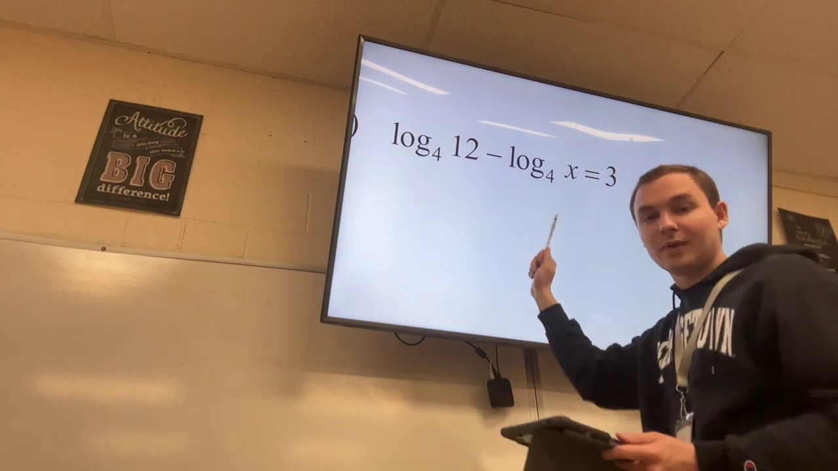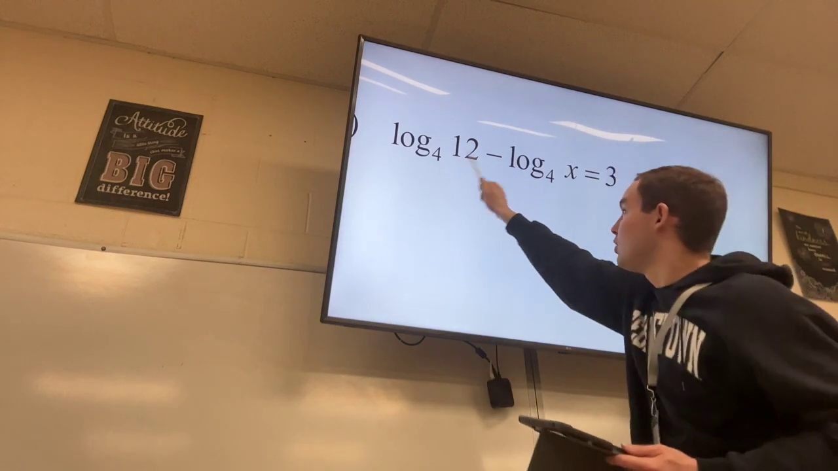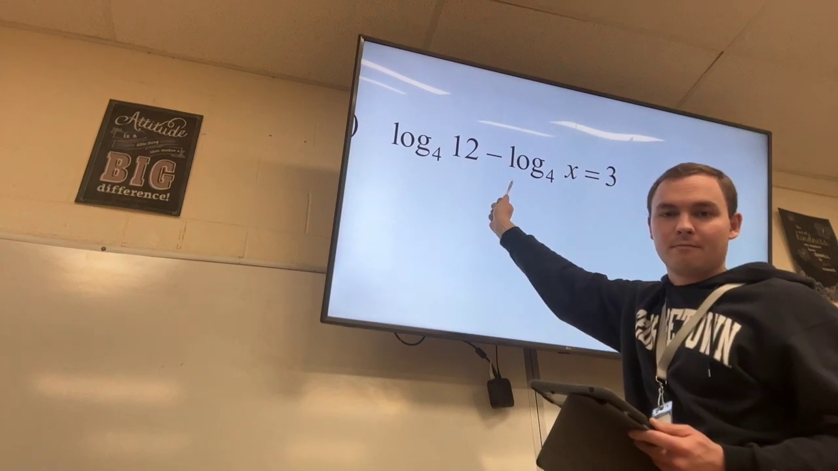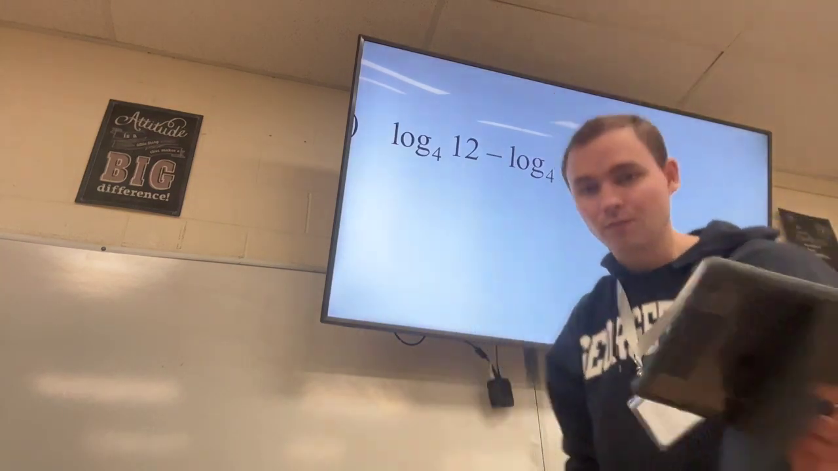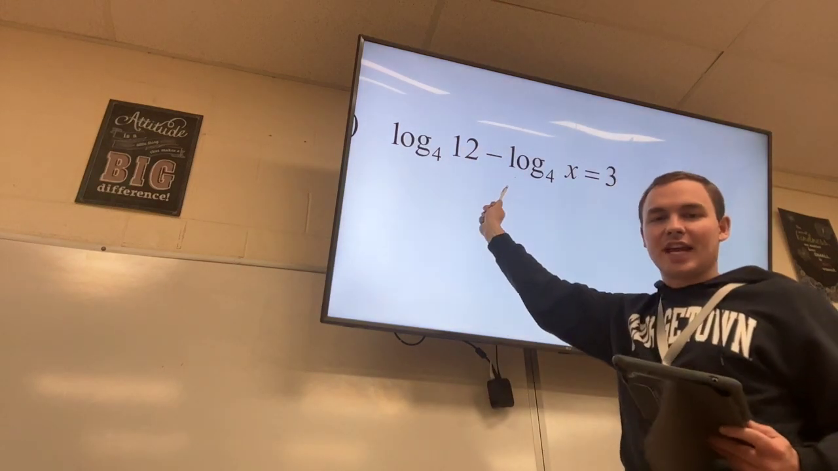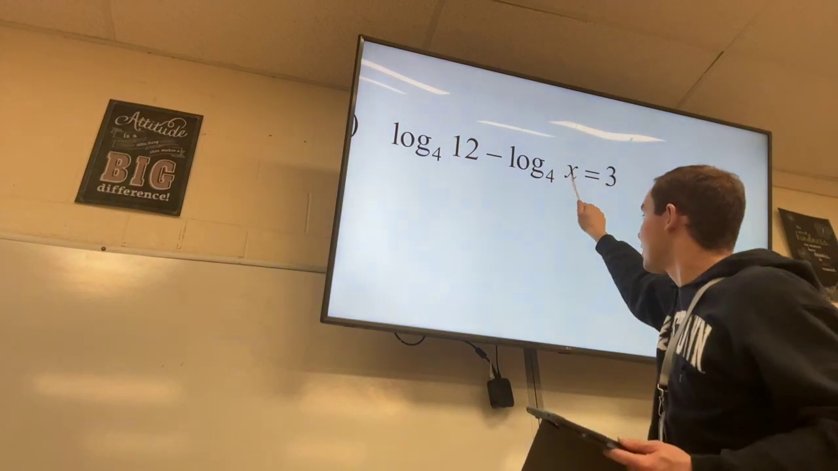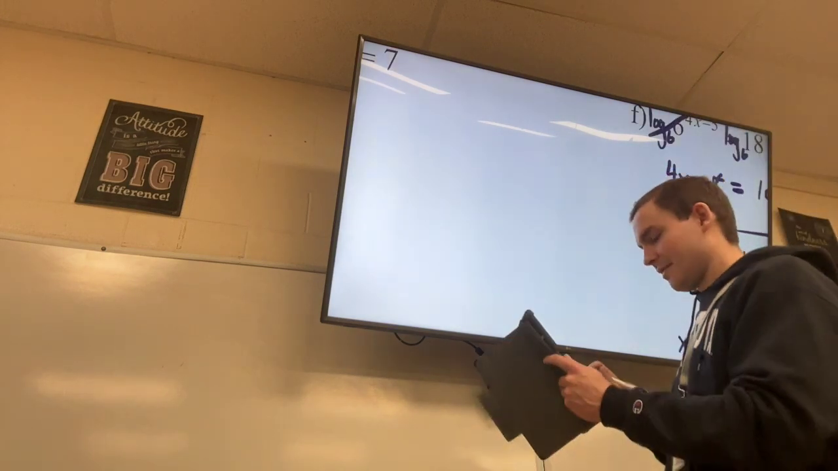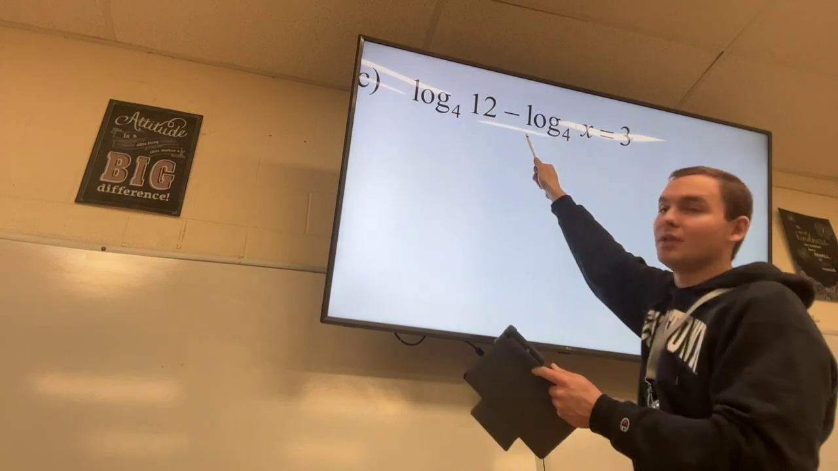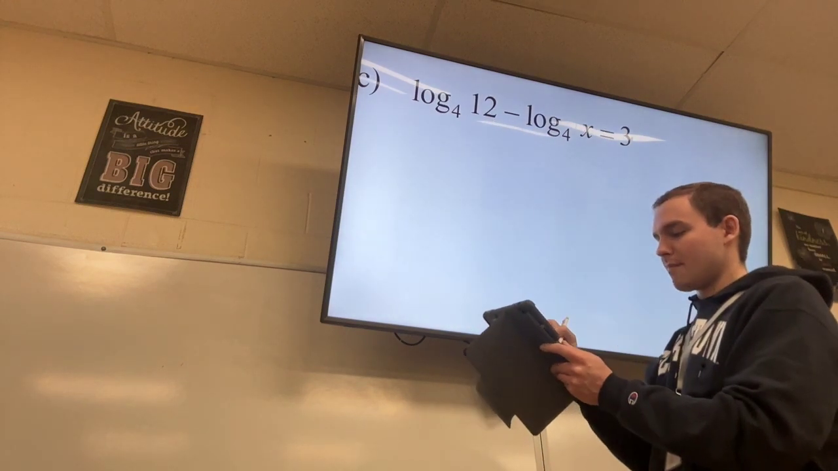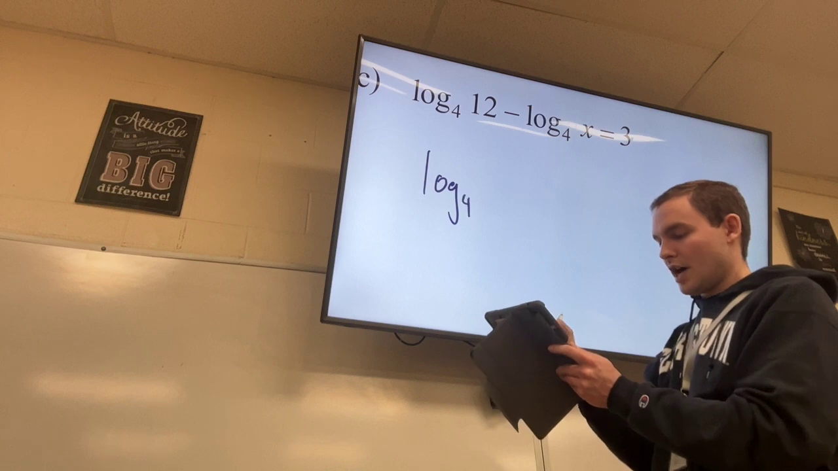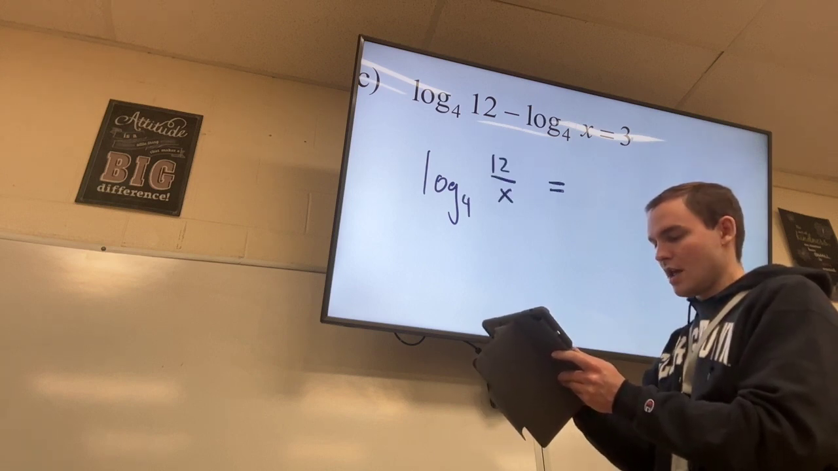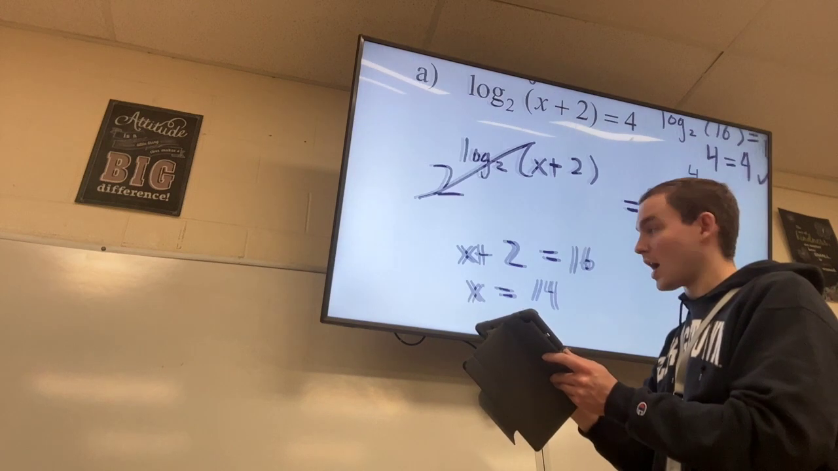What you need to do, what's different about this problem is I have 2 logs now. I have 2 logs, and they're on the same side of the equation, okay? When I have two logs on the same side of an equation, before I can start solving for x, I need to combine the logarithms, okay? So these two logarithms have a minus in between them, so it becomes log base 4, you copy down the same base, of 12 divided by x. Okay, that equals 3. Now I have what I just had in this problem over here, right?